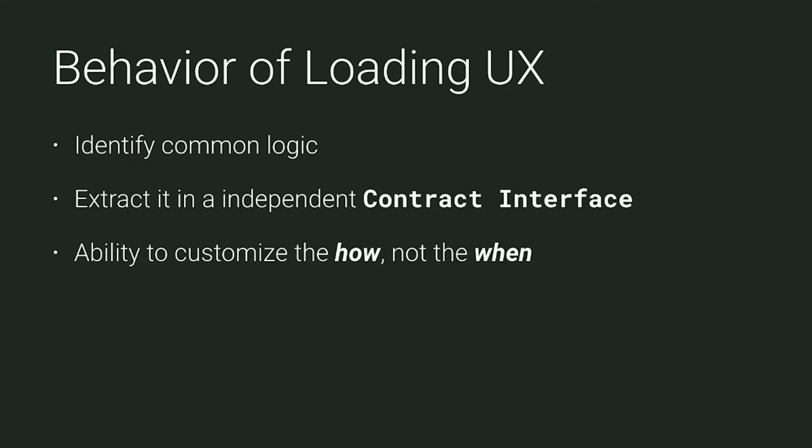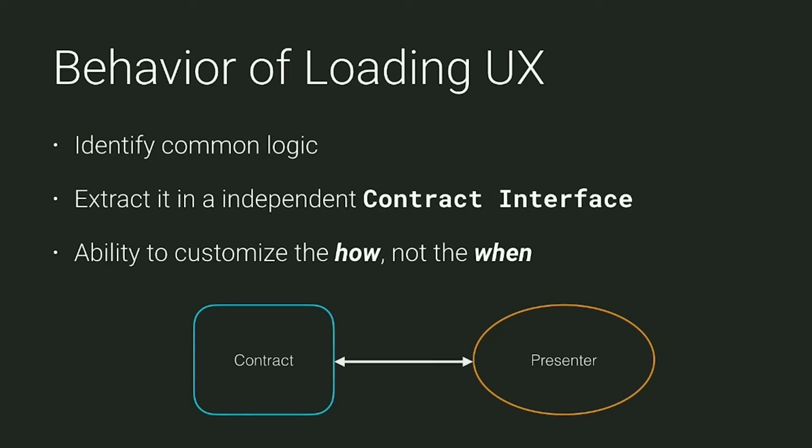And this will allow us the ability to customize the how, but not the when. This is important because, as I said before, the how is represented by the contract, the when by the presenter. We are not here to try to change the business logic. We just want to have the UI part of it be reusable and customizable. So in this case, this new contract interface will be somehow bundled inside our existing contract interface and become part of it, but also stay independent.